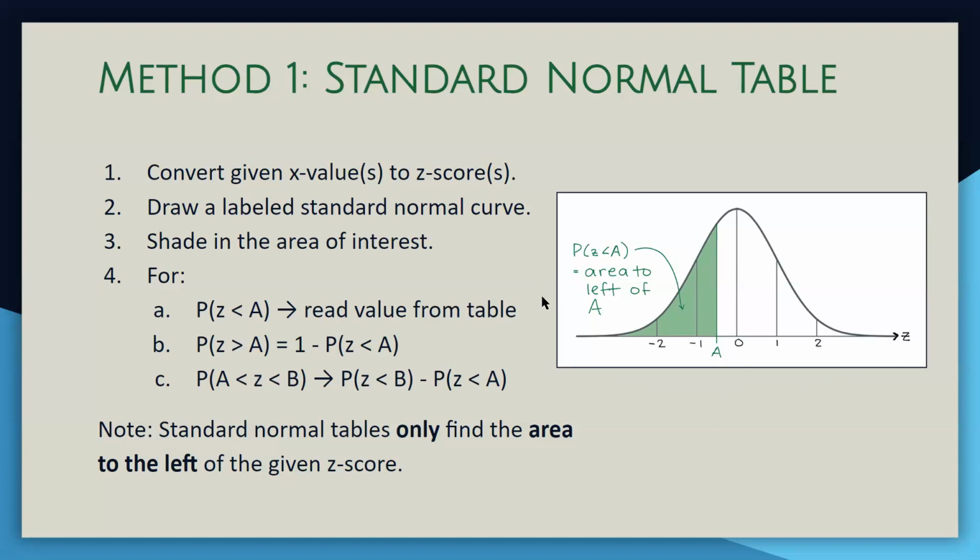And this picture goes with A. This is what's the probability z is less than A. You'll notice that the area shaded in green, I shaded in the same direction that that inequality pointed. And that's going to be a common theme. If the inequality points to the left, shade to the left. If the inequality points to the right, shade to the right. If z is between 2 values, shade in between those 2 numbers.